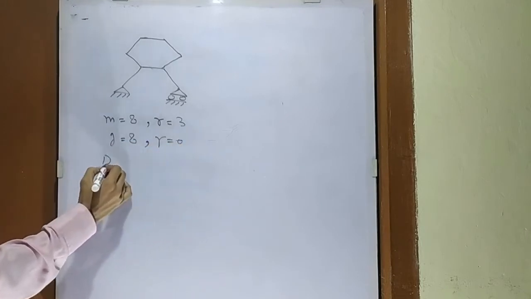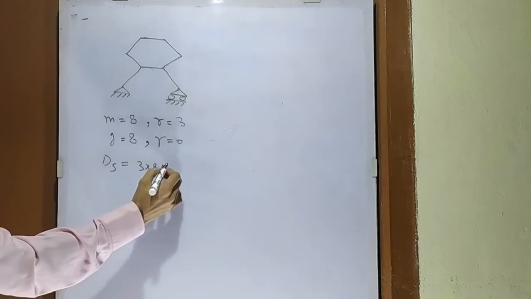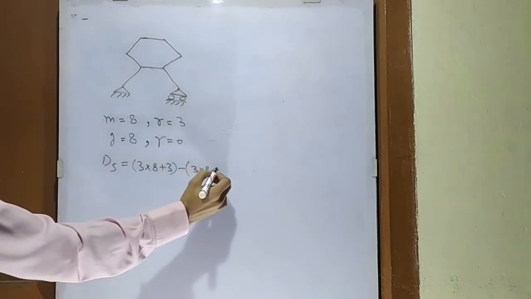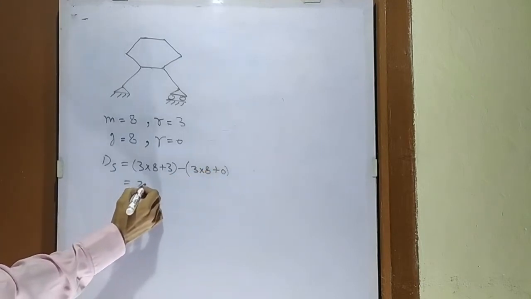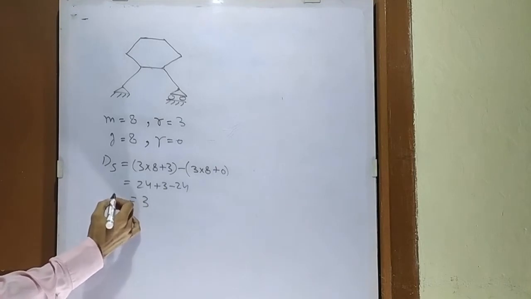Gamma is 0. So the degree of static indeterminacy will be 3 into 8 plus 3 minus B is 3 and j is 8, and 0. 24 plus 3 minus 24. This will come out to be 0.